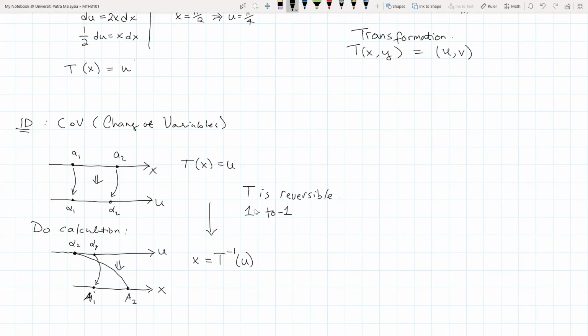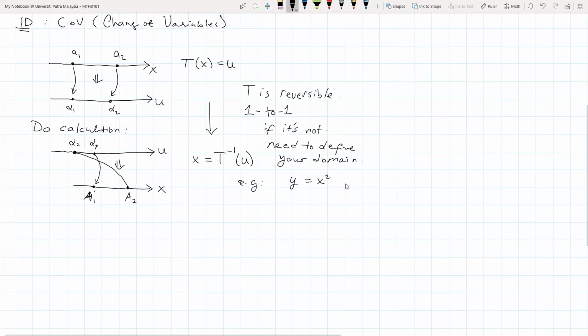Let's say t is not 1 to 1. What you do in math 300 is that you need to define, if it's not, then you need to define your domain. For example, if I have this one, y equals x squared. So this function is not one-to-one.